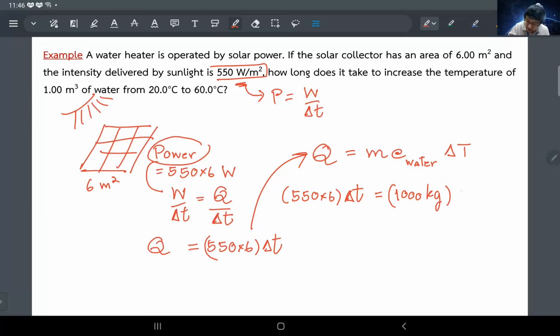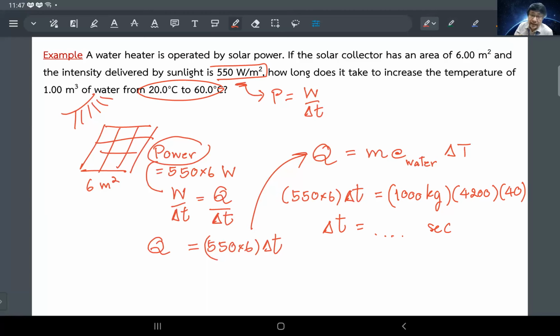Okay, so the C of water, you can look it up in the table. Let's say we can approximate it to be about 4,200. And then the delta T that we're going to go is just from 20 to 60, so that will be 40 degrees Celsius. I omitted the units a little bit to save some space. And that's it. From here, you can calculate the amount of time you have to spend. The answer will be in the unit of second. And if you want to convert seconds to minutes, hours, or days, that's up to you.